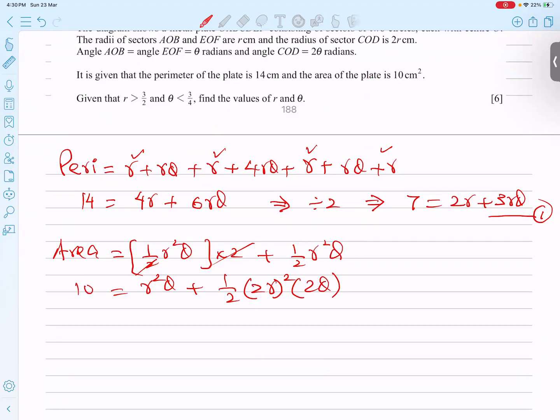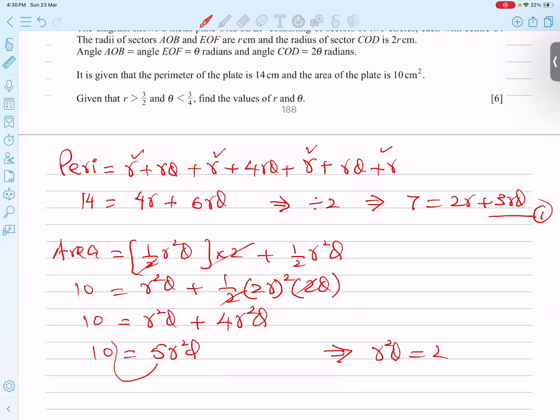So I'm writing here 10, and R squared theta. And this 2 cancels out. I got 4R squared theta. Now this becomes: 10 equals 5R squared theta. Or I can see here that R squared theta is equal to 2, because 5 will divide into 10, that is why. So I believe up to here, the point is very clear.